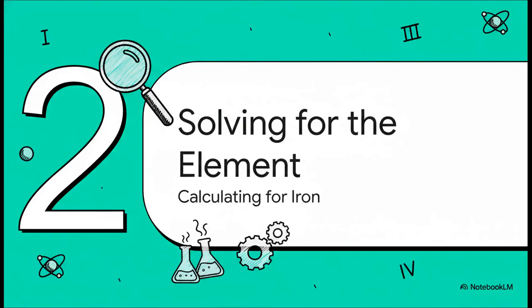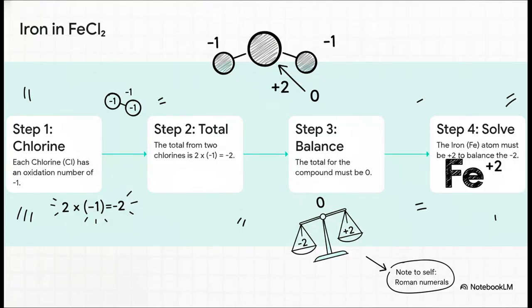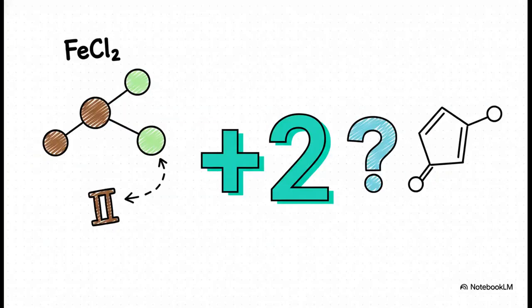All right, with those rules in our back pocket, it's time to do a little detective work. Let's figure out that hidden number for the iron atom in each of our compounds. Okay, let's start with the first one, FeCl2. We've got two chlorine atoms, and we know each one is -1. So 2 times -1 gives us a total charge of -2 from the chlorines. Now, since the whole compound has to balance out to 0, what does that single iron atom have to be to cancel out that -2? Yep, you got it. +2. That's our answer. The oxidation number for iron in this first compound is +2. Let's hang on to that number and see what we get for the second one.